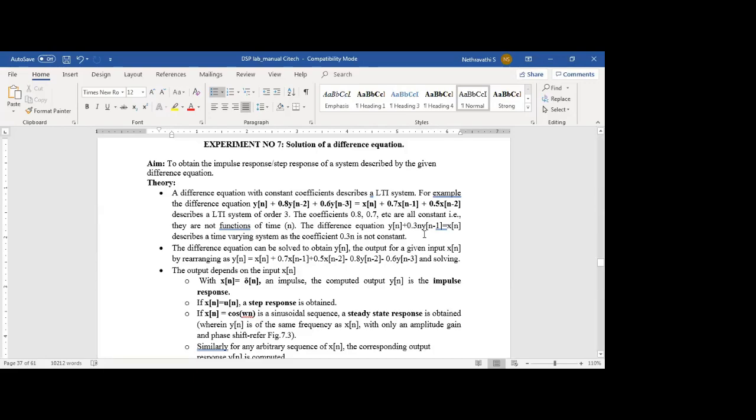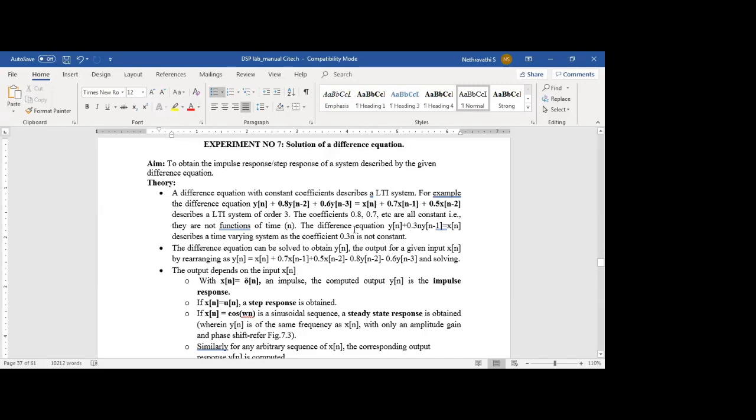So it is not a constant value. That is, your 0.3 is not a constant. The coefficient 0.3 is not a constant. It is varying with respect to time. Okay, so we may have a difference equation which is varying with respect to time, or it will not be varying with respect to time also. Okay, but normally we will be taking a difference equation that is an LTI, that is a linear time invariant type of system itself.